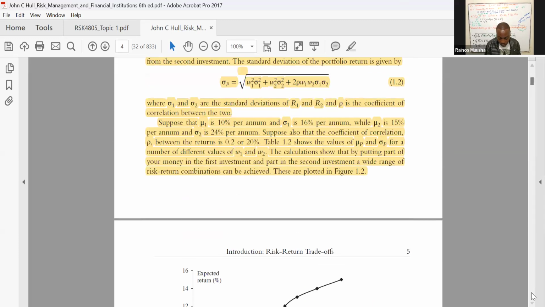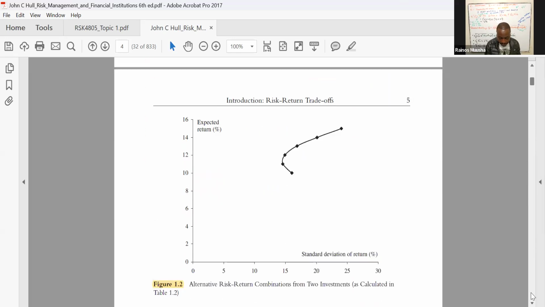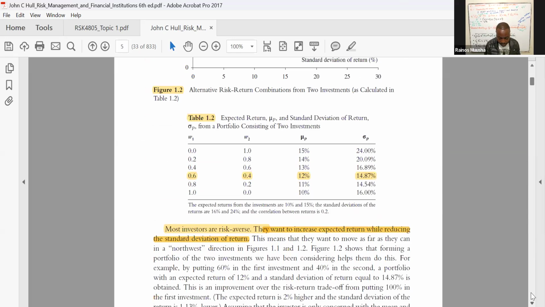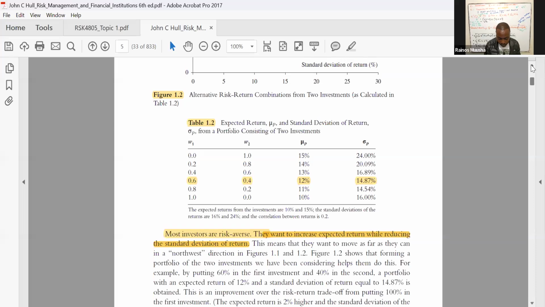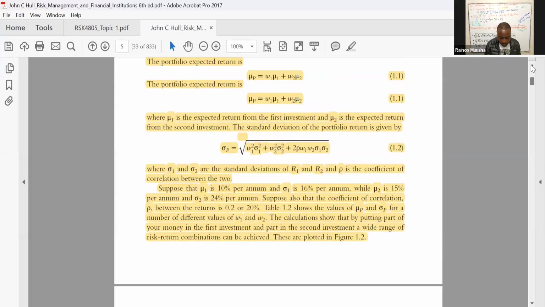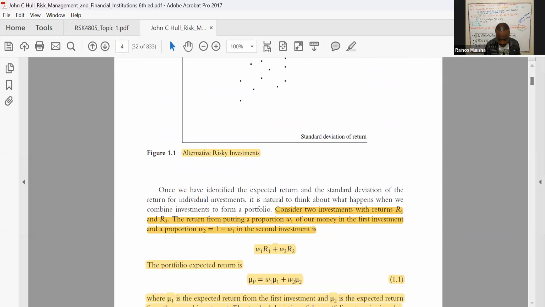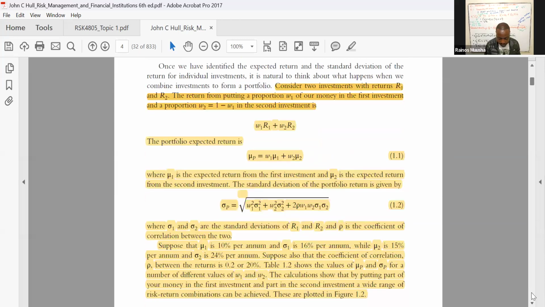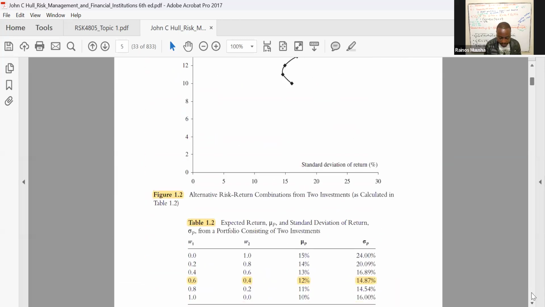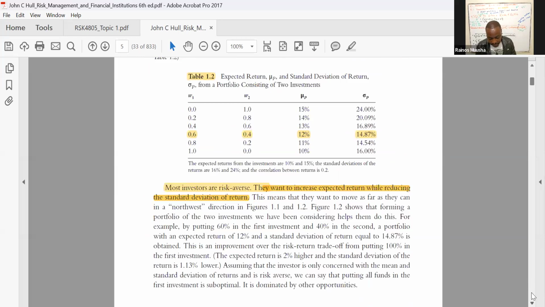Now, moving on further, okay, we've covered this and that. We didn't skip anything there. Okay. So moving on further, we see that they also state that most investors are risk averse.